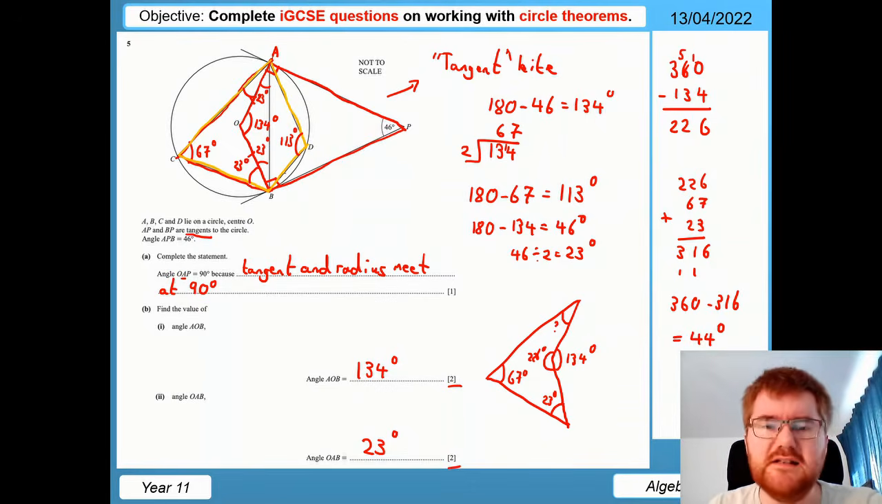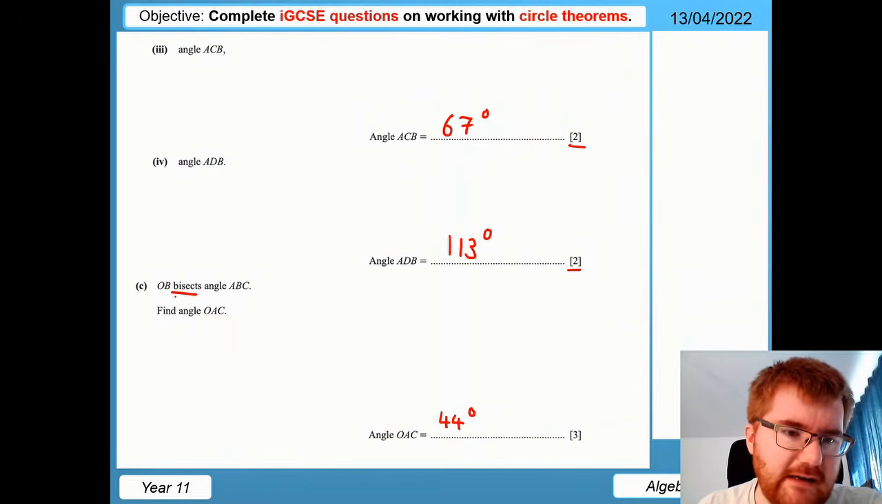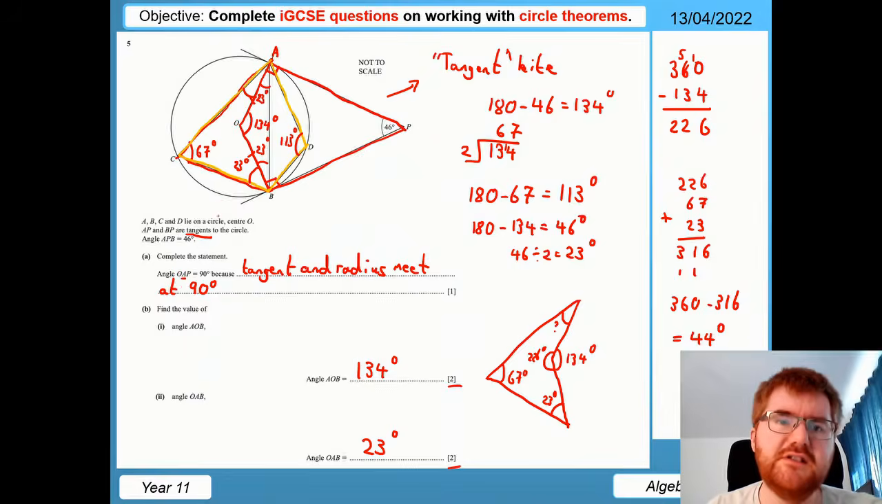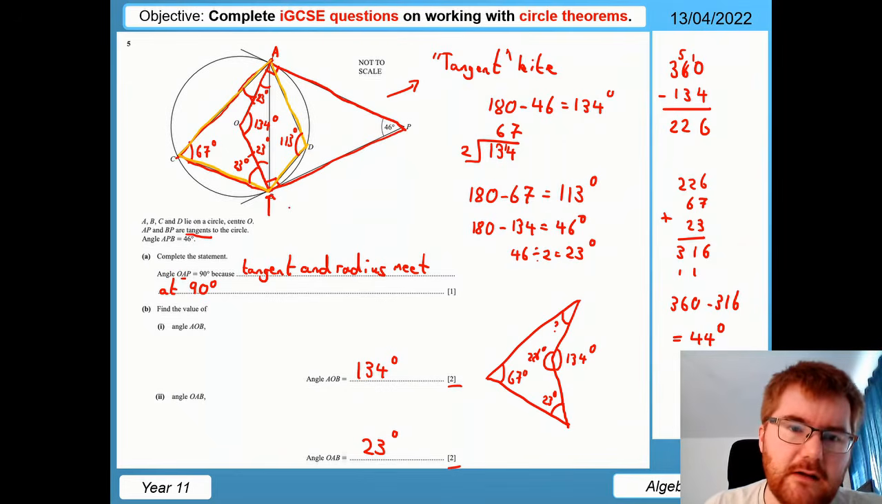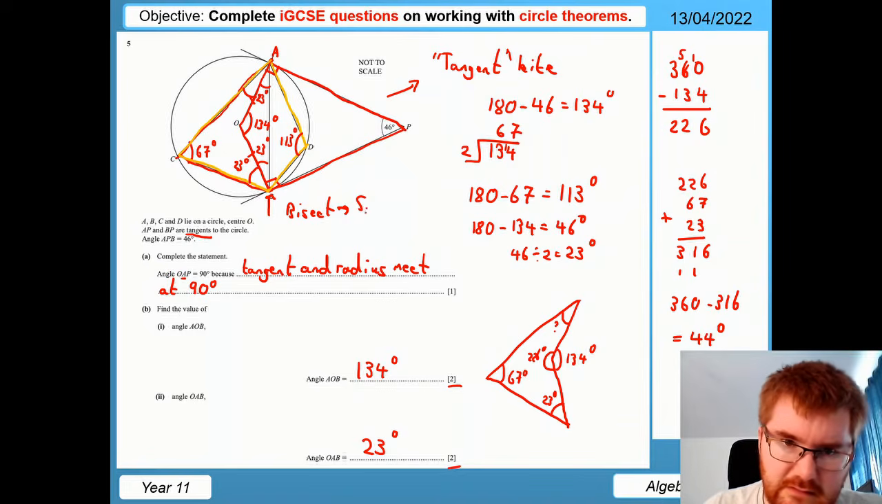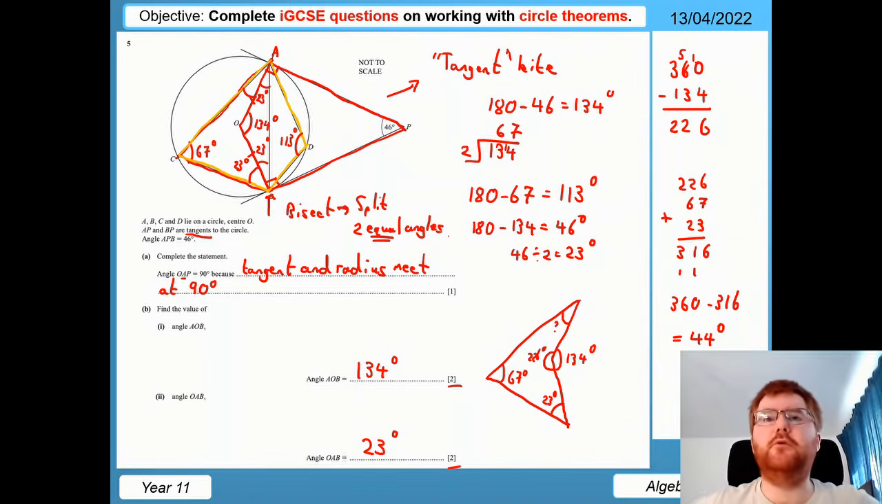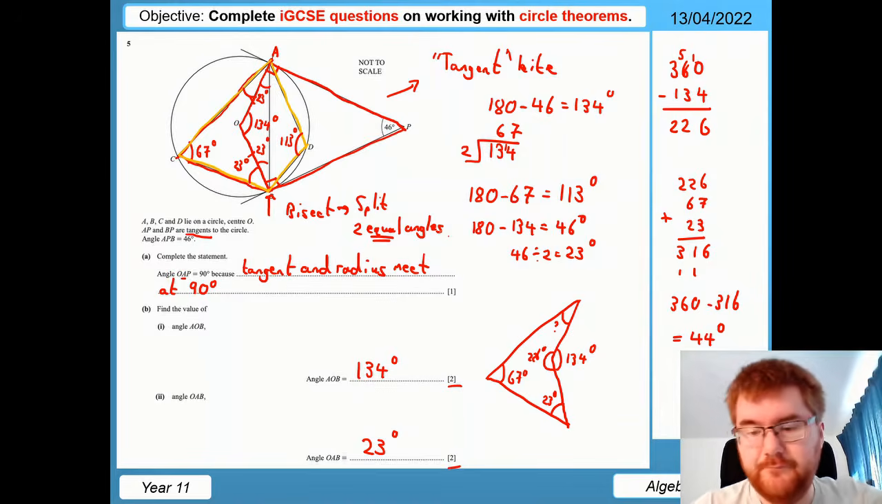One thing to realize is this word bisects. So something I didn't really highlight too much. As soon as you see bisects, that just means split into two equal angles. Yeah? So split into two equal angles. Okay, so that's just an important word to be aware of.